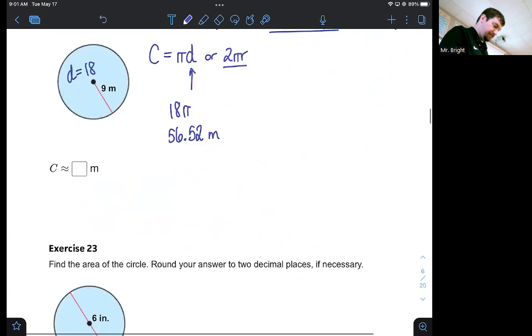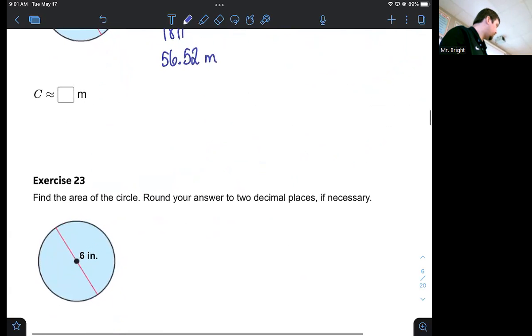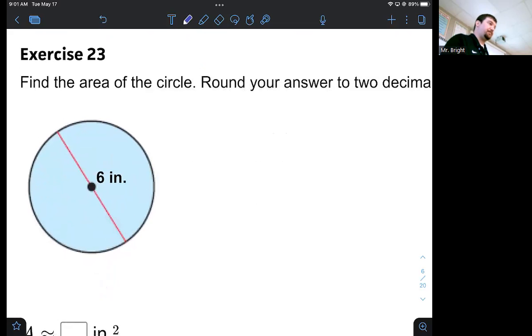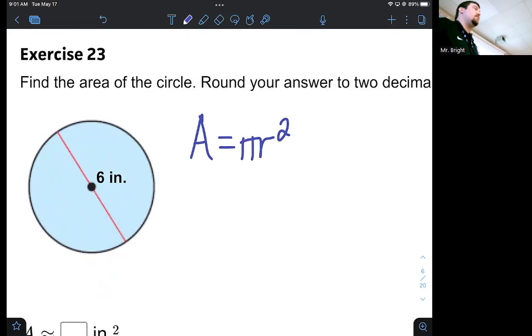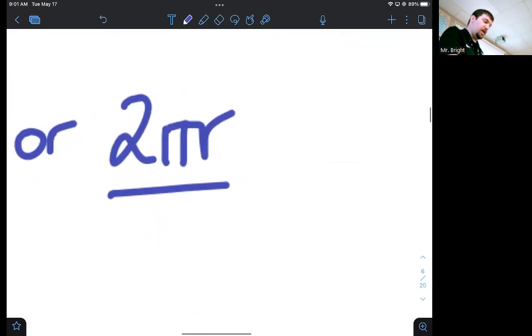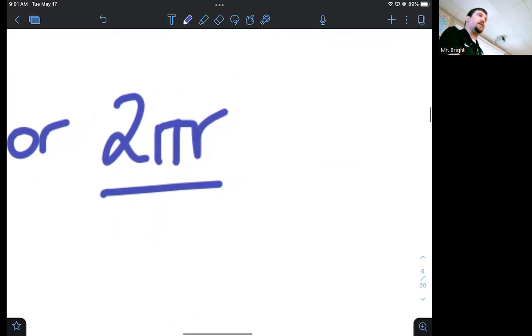Number 23. Number 23, find the area of the circle. Who remembers the area formula for a circle? Whitney? That's right. A equals pi r squared. Now, a lot of mistakes can be made right here because I've seen a lot of students do pi times radius times 2. By the way, if you do pi times radius times 2, you're finding the circumference.